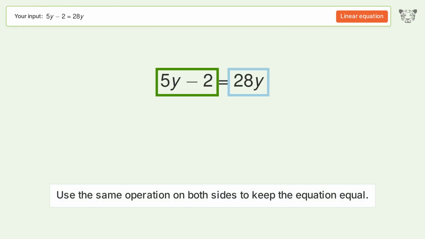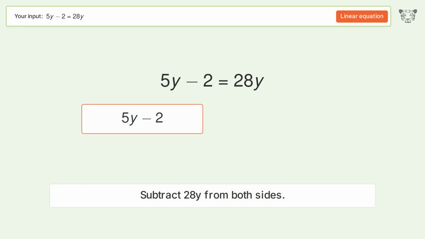Use the same operation on both sides to keep the equation equal. Subtract 28 times y from both sides to collect the variable terms on the left. That gives negative 23 times y minus 2 equals.